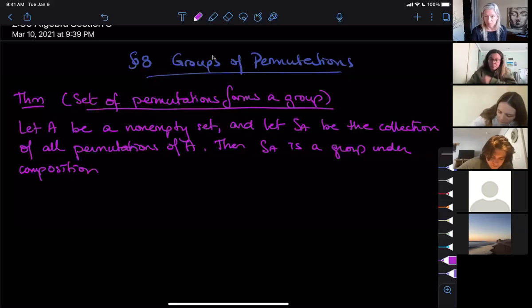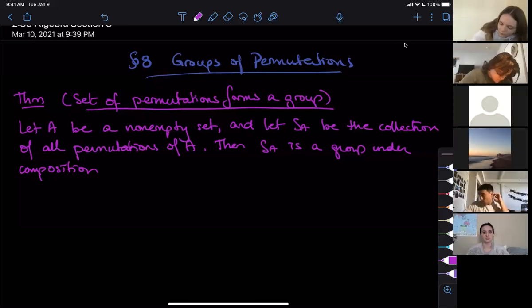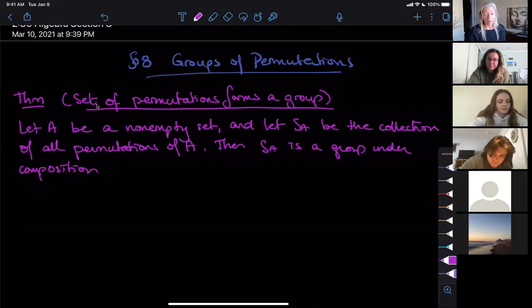Would it help for me to write some of this down, or do you feel like you understand it all already? I don't want to bore anyone with stuff that you already figured out yesterday. What do you think? I think it would be helpful to go through it. Go through it together? Okay, let's do that. So thanks, Mia. Here's a proof.